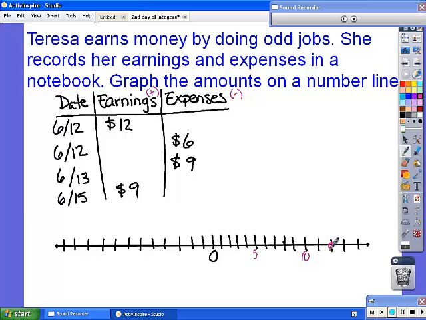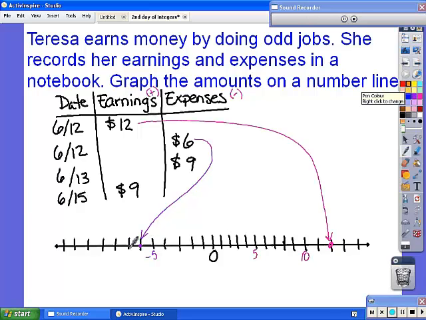All right, so I'm just going to draw a little arrow to that one so we know what went where. Okay, the next one is an expense, so that would be coming out of your pocket, so that would be a negative. Another expense of $9, so that's still coming out of your pocket, so that'd be a negative. And an earning of $9, so that would be a positive number.